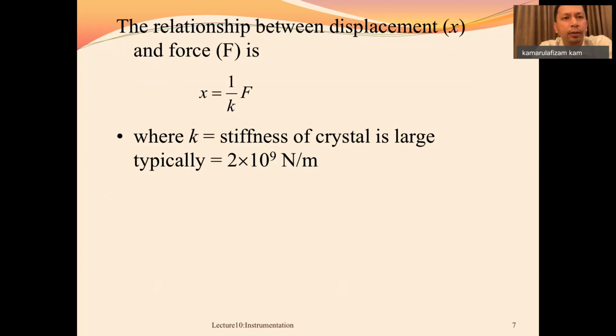So normally this material is very stiff, typically around 10 to the power of 9 Newton per meter. So this material is very stiff. It's a very hard material. Meaning that when you give a certain amount of force, if you put the force value into the formula, you can basically get the displacement out of the calculation.